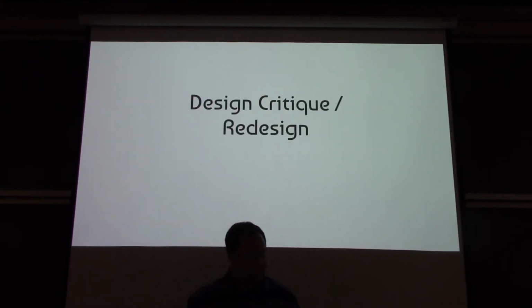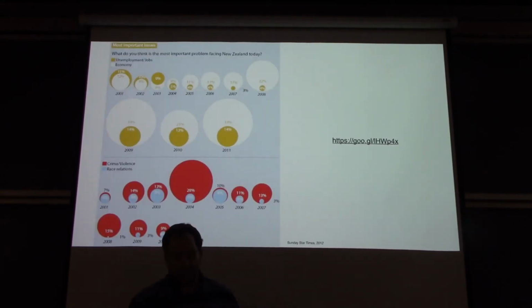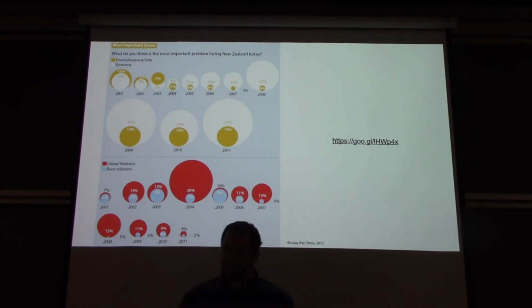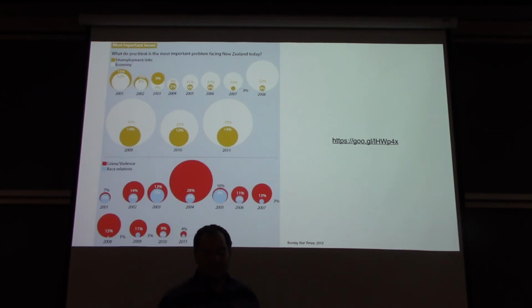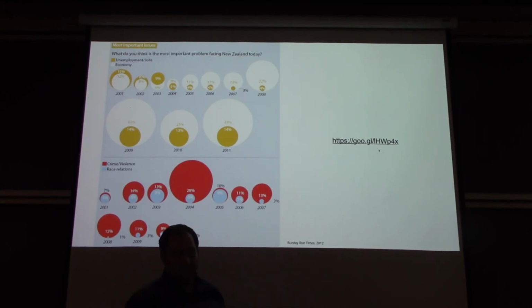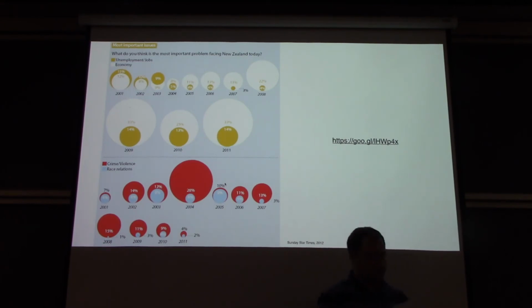Okay, so now I wanted to do a design critique. This is the chart that we're looking at here. This is from a newspaper in New Zealand, and the question that is asked here is, what do you think is the most important problem facing New Zealand today? And you have unemployment, jobs, economy in the top one, and then crime, violence, and race relations in the bottom one. And so I'll be handing out this chart, and then there's a couple of questions back here.